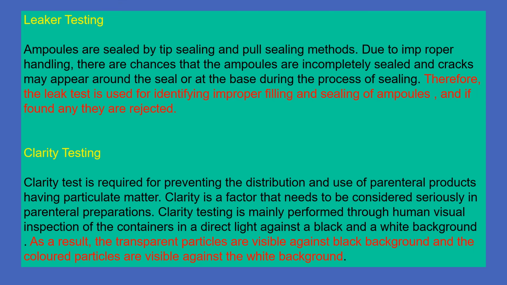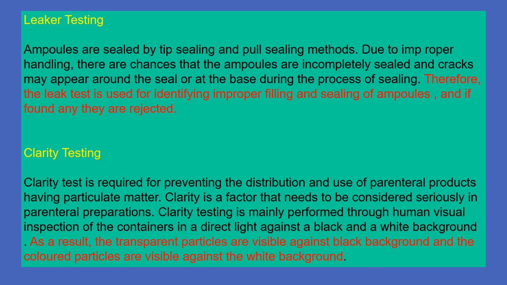The ampules are sealed by tip sealing and pull sealing methods. Due to improper handling, there are chances that the ampules are incompletely sealed and cracks may appear around the seal or at the base during the process of sealing. Therefore, the leak test is used to identify improper filling and sealing of ampules, and if found, they are rejected. Then we have clarity test.